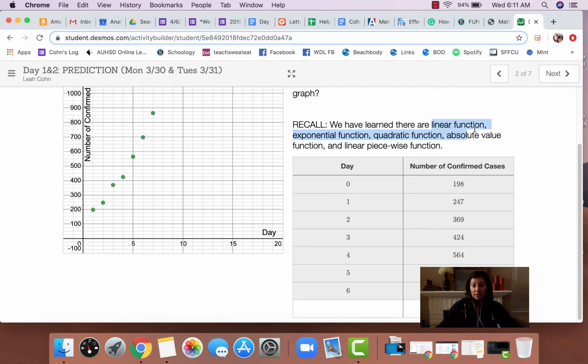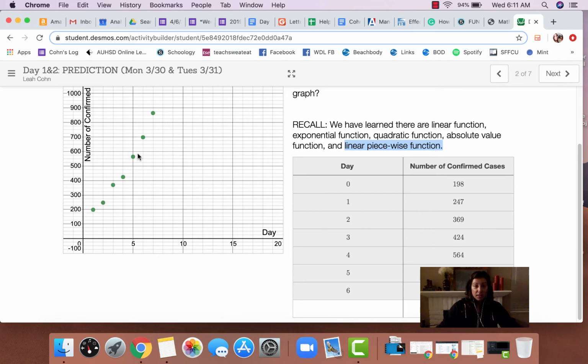Remember, we learned about linear functions, which went in a line. We learned about exponential functions, which grow over time. We learned about quadratic functions, which made a U shape. We learned about absolute value functions, which made a V shape, and we learned about linear piecewise functions, which had different pieces that did different things. So we have those 5 different graphs to think about.